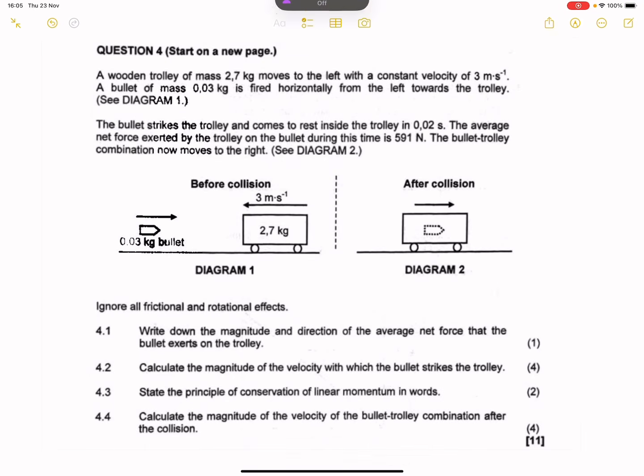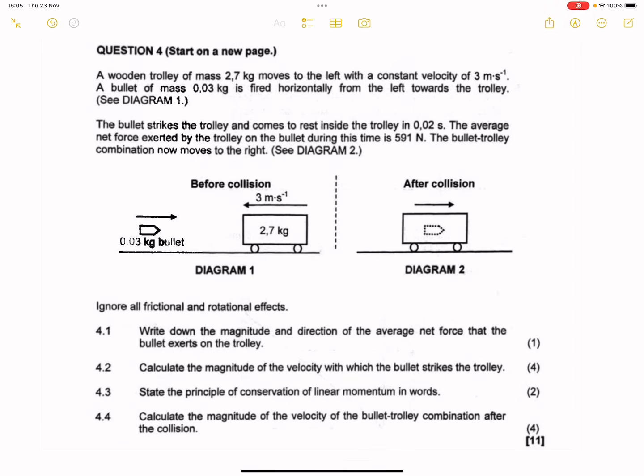Right, looking into question 4, let's get going. They say we've got a wooden trolley of mass 2.7 kilograms that moves to the left with a constant velocity of 3 meters per second. A bullet of mass 0.03 kilograms is fired horizontally from the left towards the trolley. The bullet strikes the trolley and comes to rest inside the trolley in 0.02 seconds.